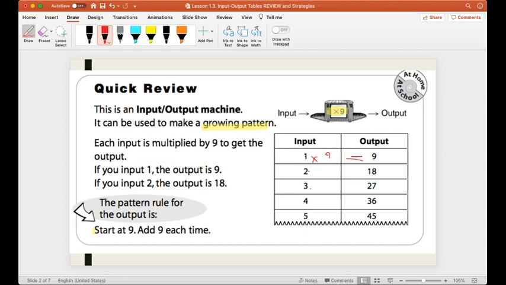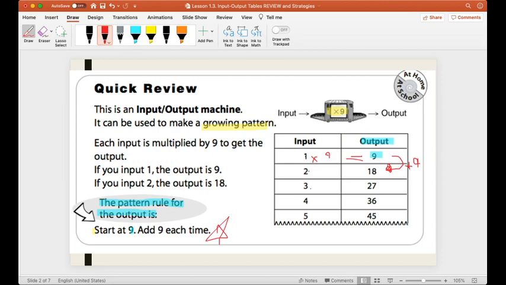So how we represent that is in a pattern rule. This is what we really need to know about this slide. The pattern rule for the outputs here in the same color would be: you start at 9, and then you're going to add 9 each time. We know that because we can see what's happening from one frame to the next. What's happening between here and here is you're increasing it by 9. So that's our rule. That's the most important thing from this slide: you input a value, something happens, and then it outputs.